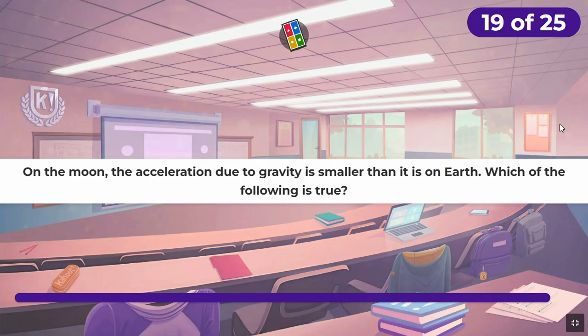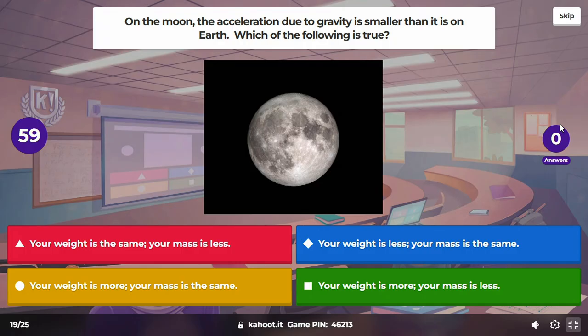On the moon, the acceleration due to gravity is smaller than it is on the Earth. So which of these is true?